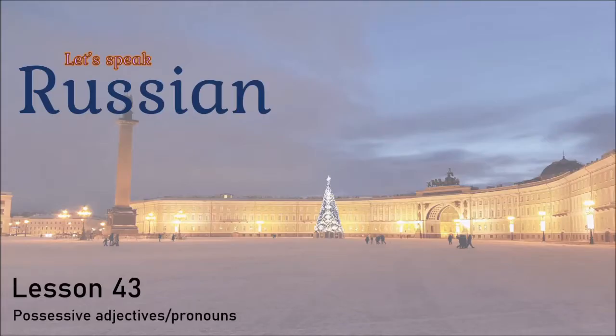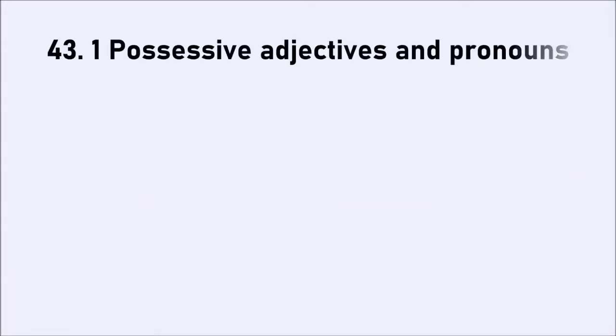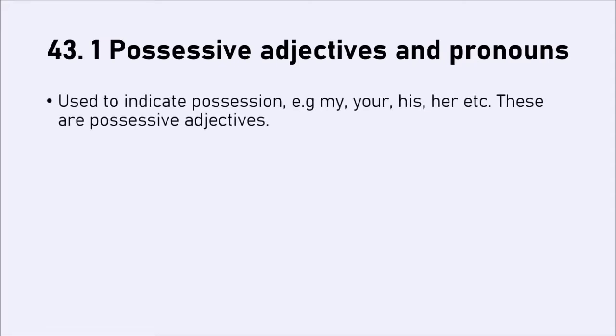So this is lesson 43 of our online program, Let's Speak Russian. As you may have gathered already, possessive adjectives and pronouns are used to indicate possession, i.e. when something belongs to someone. In English, we have words like my, your, his, her, and so on. All of these words here are adjectives because they're describing a noun. My pen, your house, and so on.